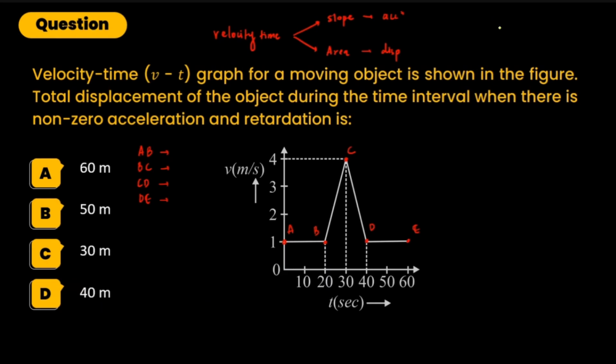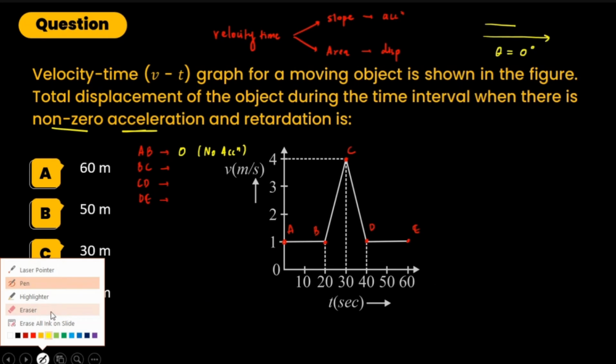It is the x axis. So the angle made by the line with the graph is going to be 0, because they are parallel. So for the first case AB, if I try to find out the value of tan theta, it is going to be 0. It means there is no acceleration. So this is the non-acceleration part. But we have to figure out the non-zero acceleration.